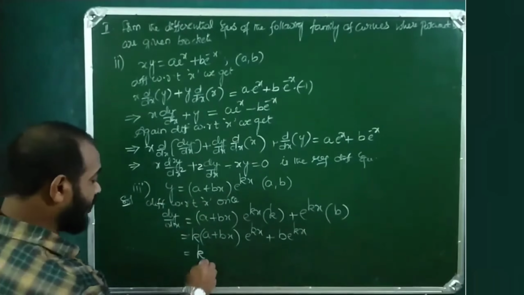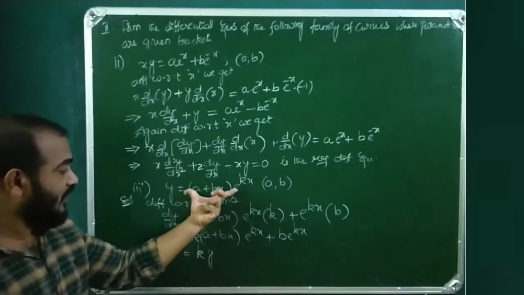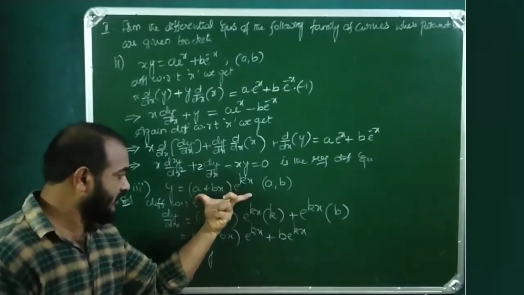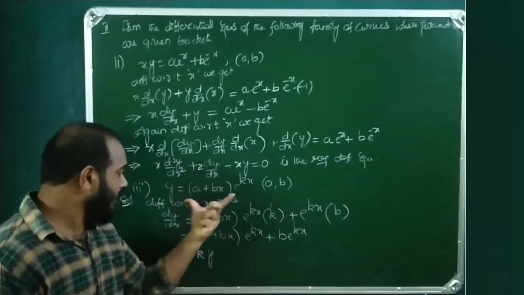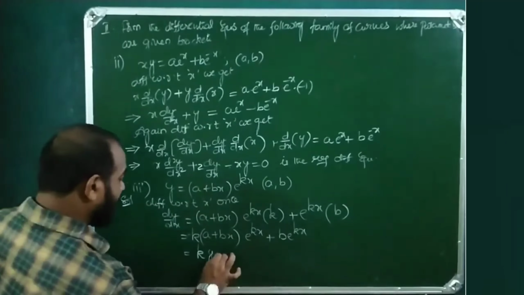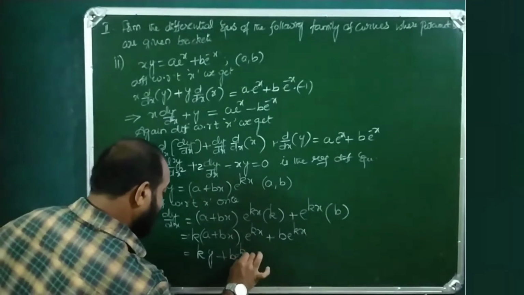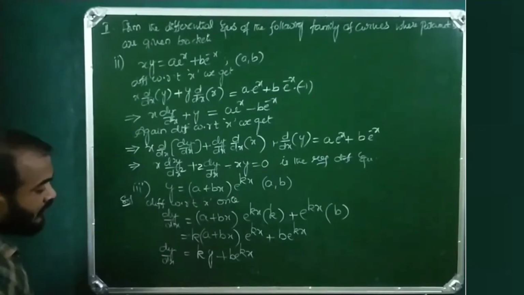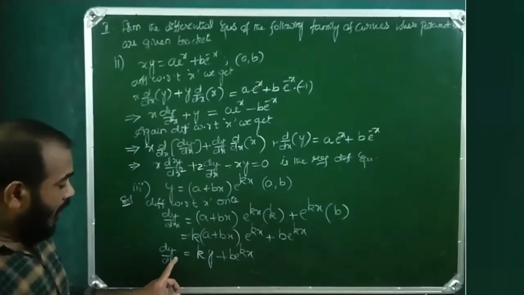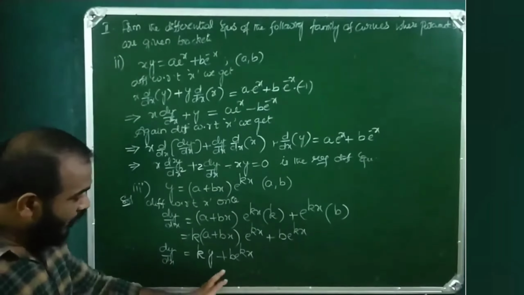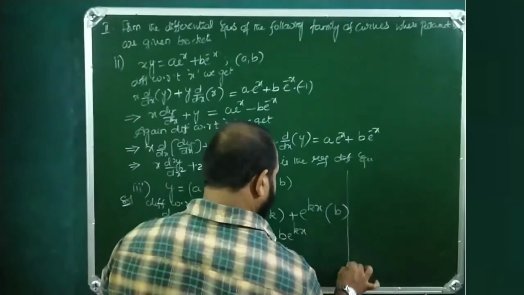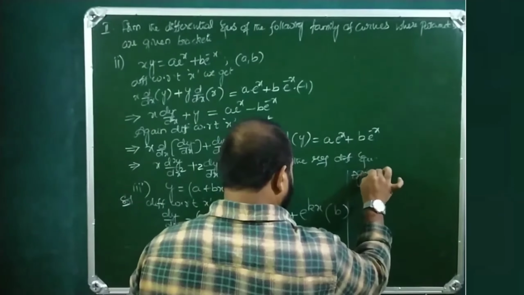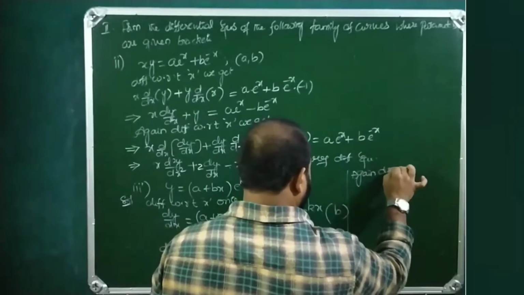Now this is equal to k into (a + bx) e^(kx). This can be written as y. This is (a + bx) e^(kx), which can be replaced by y, plus b e^(kx). This is dy/dx. So after differentiating once, we got this. Again differentiating, we get.